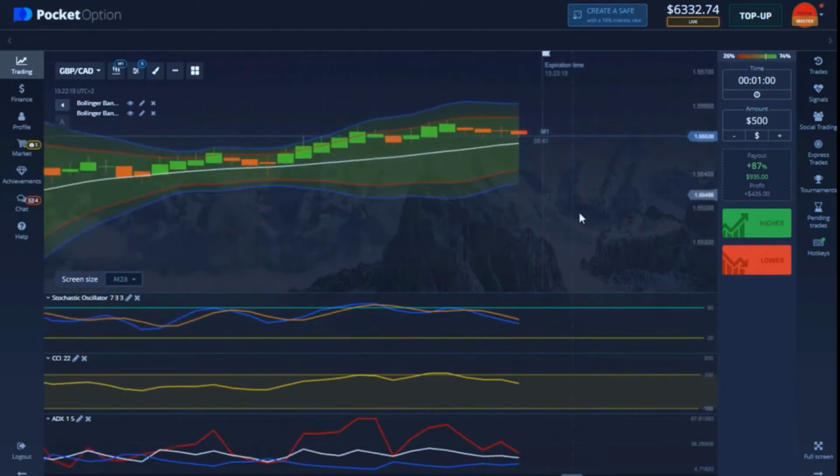Also our stochastic oscillator needs to give us a trend, either coming down or going up. And as we all know, the stochastic actually gives us a strong signal when it comes to buy and sell.